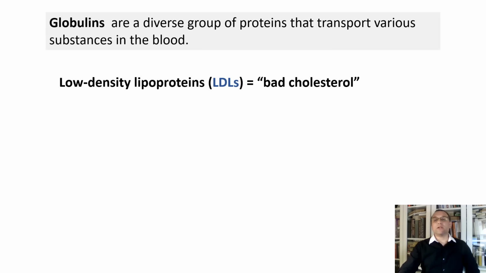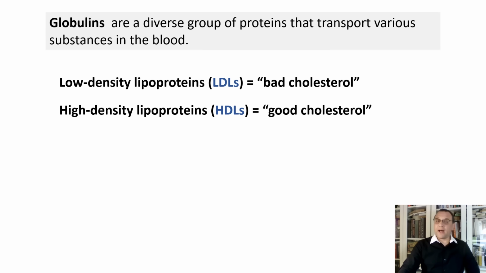Two medically important lipoproteins are low-density lipoproteins, LDLs, and high-density lipoproteins, HDLs. High-density lipoproteins are sometimes called good cholesterol because they absorb cholesterol and carry it back to the liver. The liver then flushes it from the body. High levels of HDL can lower your risk of heart disease and stroke.